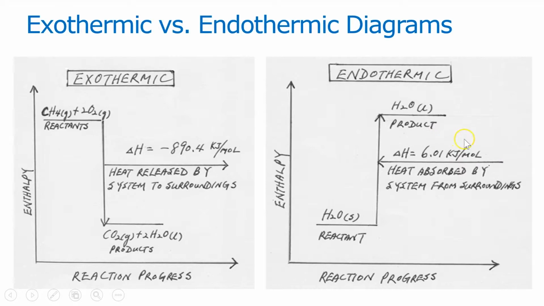Now here we have diagrams of exothermic versus endothermic. On the left-hand side, we have exothermic reaction. So we start out with higher enthalpy of the reactants going to a lower enthalpy of the products. Heat is released by the system to the surroundings, with a negative sign. On the right-hand side with the endothermic diagram, we have a lower enthalpy of reactant going up to a high enthalpy of the product. So the enthalpy has to be gained from the surroundings, as positive.